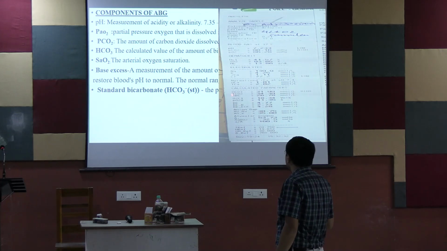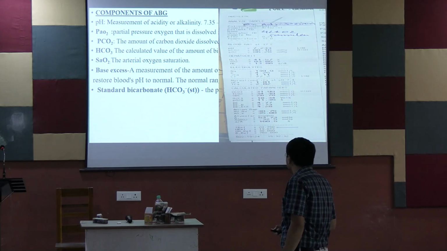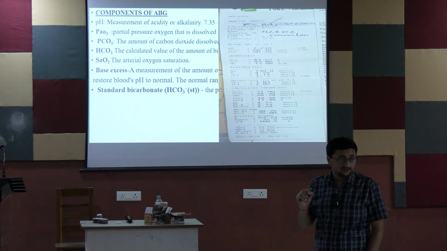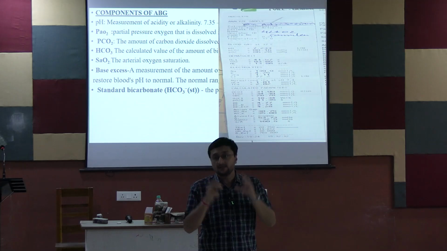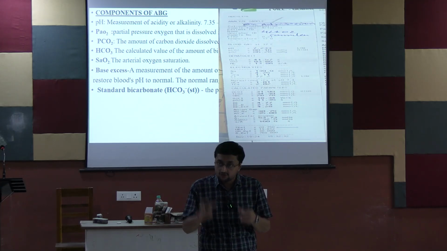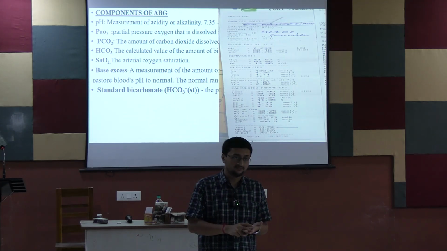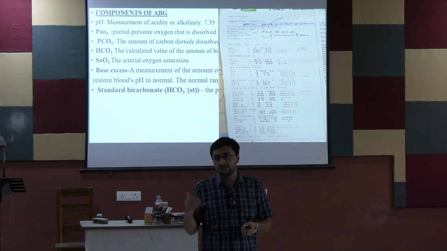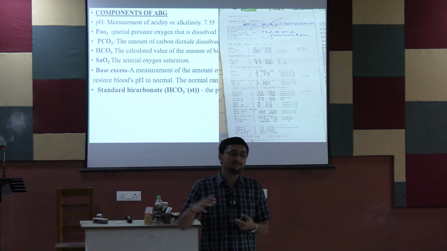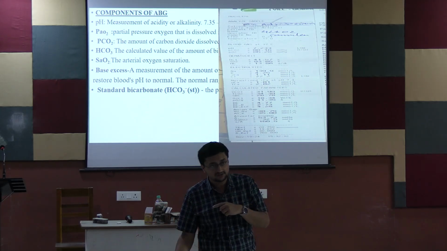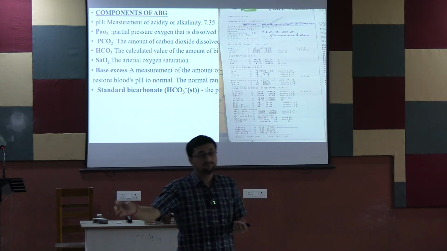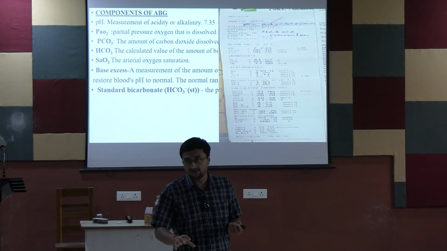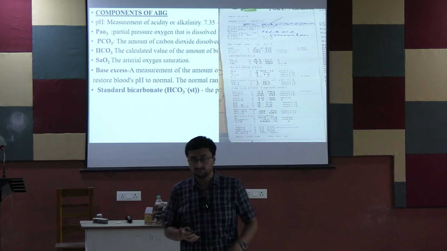And next one is ST bicarbonate or T bicarbonate. That means standard bicarbonate. What is that? Actually, the amount of bicarbonate that is needed to restore the pH to the normal level. This is called a standard bicarbonate. Suppose the pH is 7.1 or 7.2, pH is low, and definitely the bicarbonate level may be low, but it is normal now. But how much bicarbonate is needed so that the pH will be in the normal range, that is called standard bicarbonate.